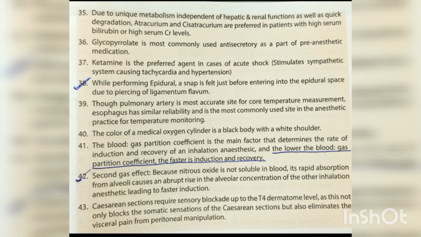Caesarean sections require sensory blockade up to the T4 dermatome level, as this not only blocks the somatic sensation of the caesarean section but also eliminates the visceral pain from peritoneal manipulation.